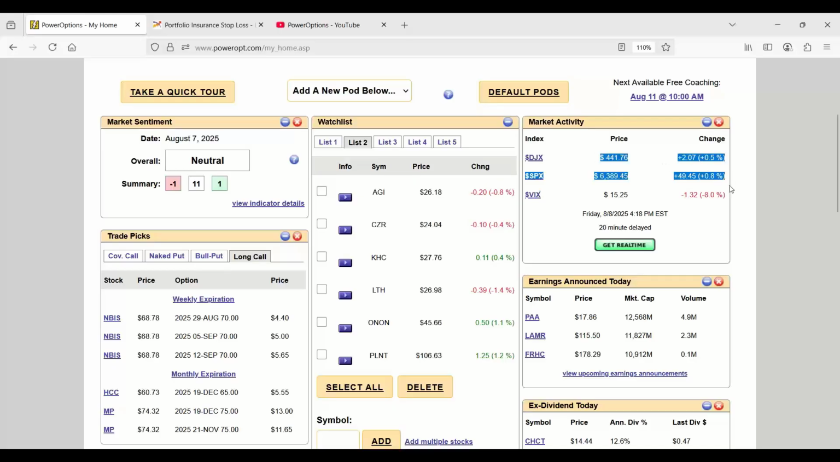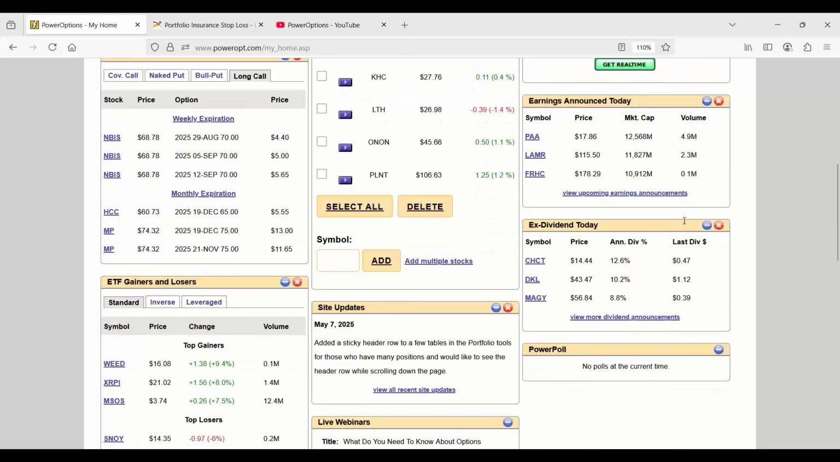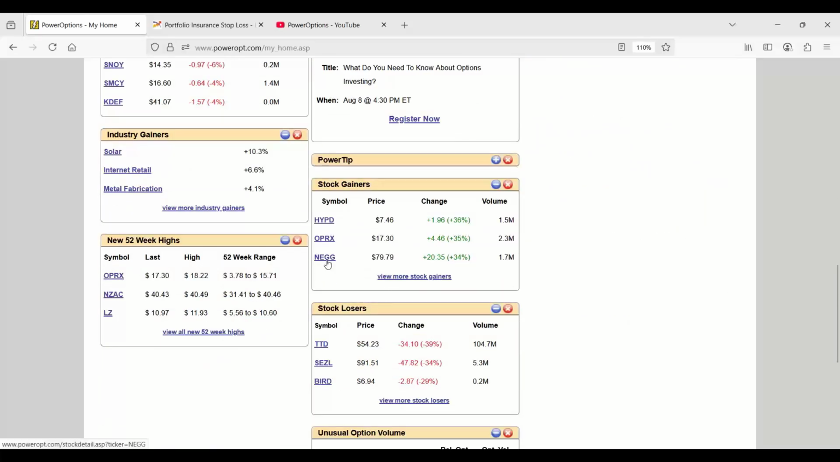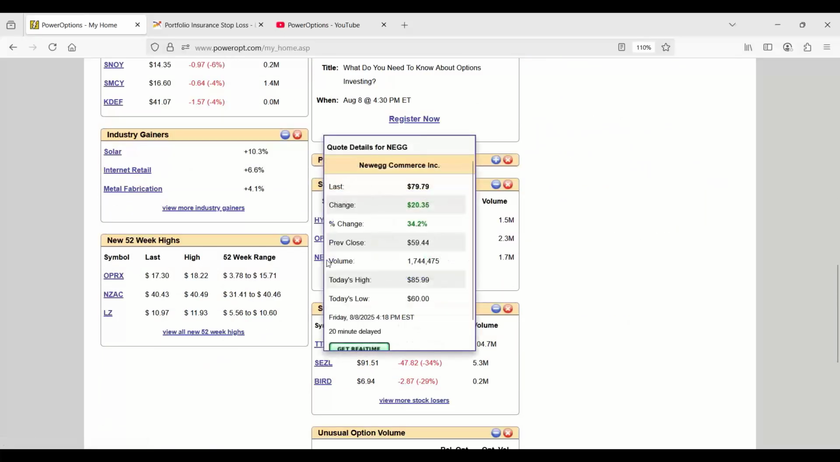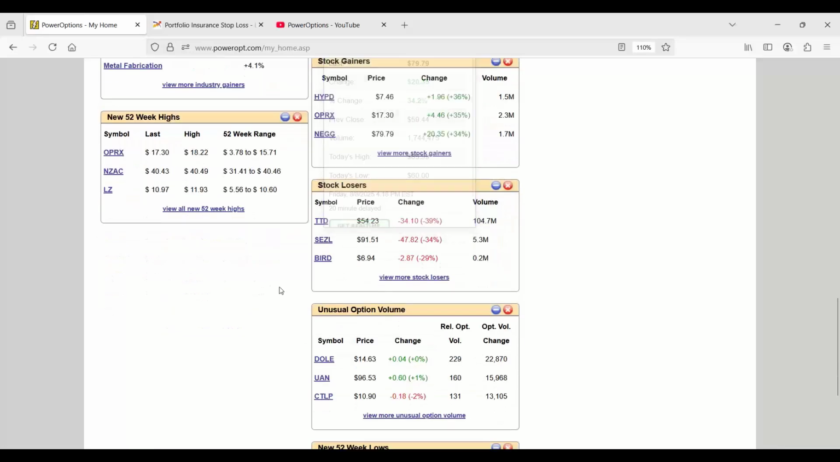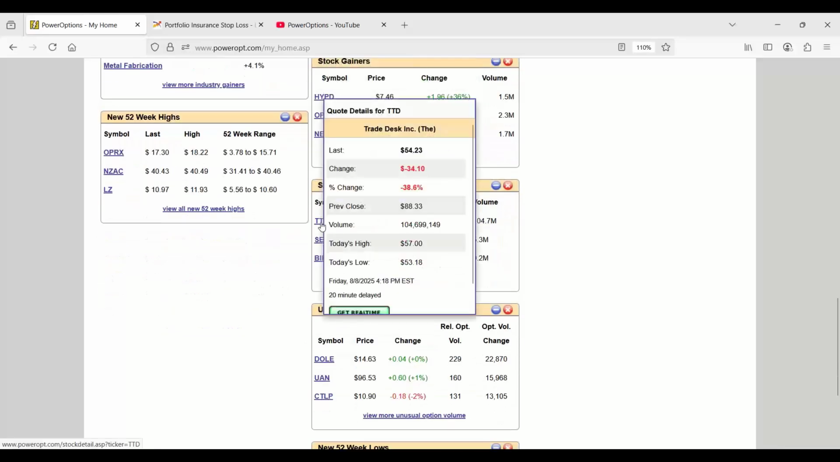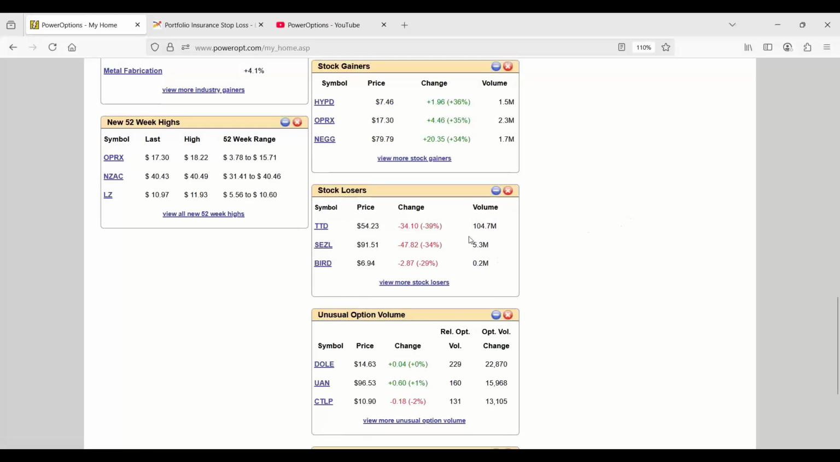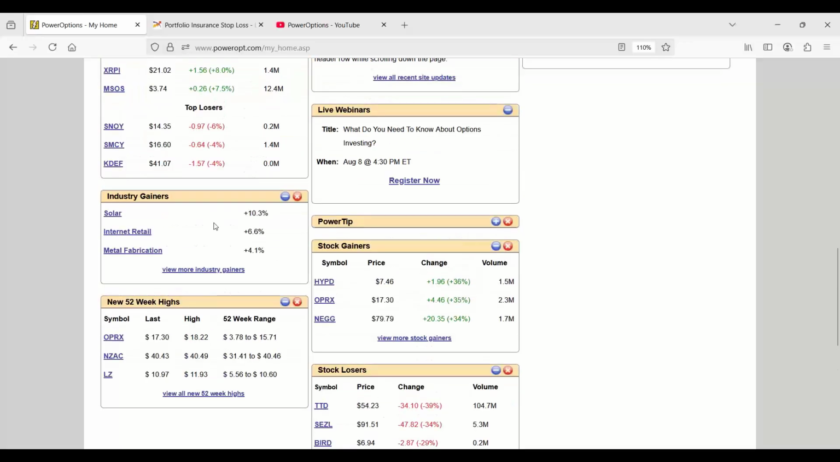First thing I want to see, hey, how are the markets moving? How's the VIX moving? And then later on in the day, what are the big movers? Well, you saw Newegg today jump up about 34%. And Trade Desk, that was the big one, down as much as 42% during the trading day. That was a huge one there. So that's also good to see where's the options activity, where's the movement, where's the big gainers, where's the big losers. Take advantage of that.